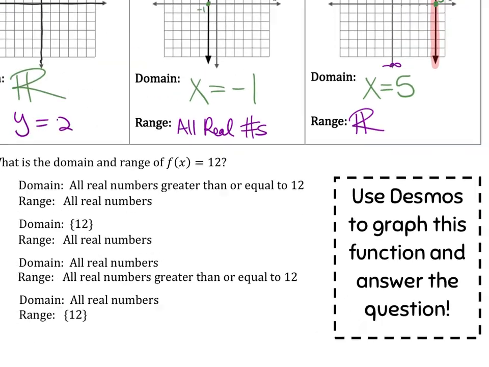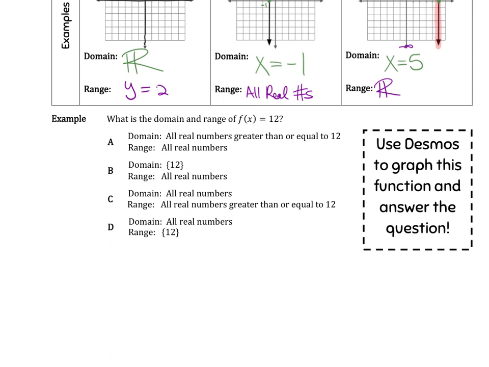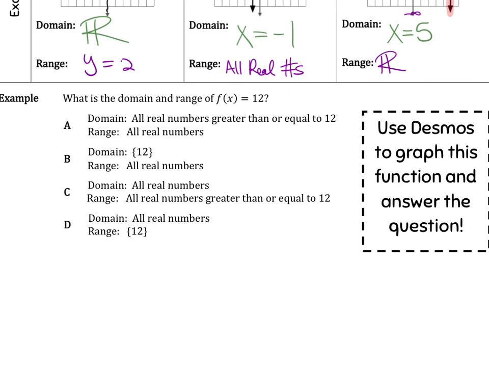All right, the last one is yours. This is what they've asked before on tests, and by they, I mean me. We've asked questions like this on tests. This question says, what is the domain and range of f of x equal to 12? Right now, f of x equal to 12 is an equation. I need everyone to get out their Desmos and graph it by typing in f of x equal to 12. An equation is going to show up on your screen. I need you to answer this question once you see what the graph looks like.